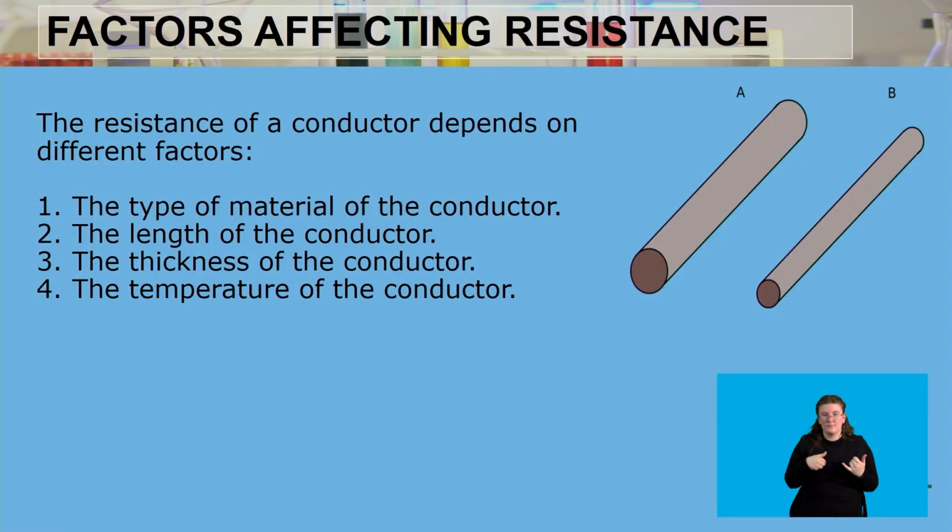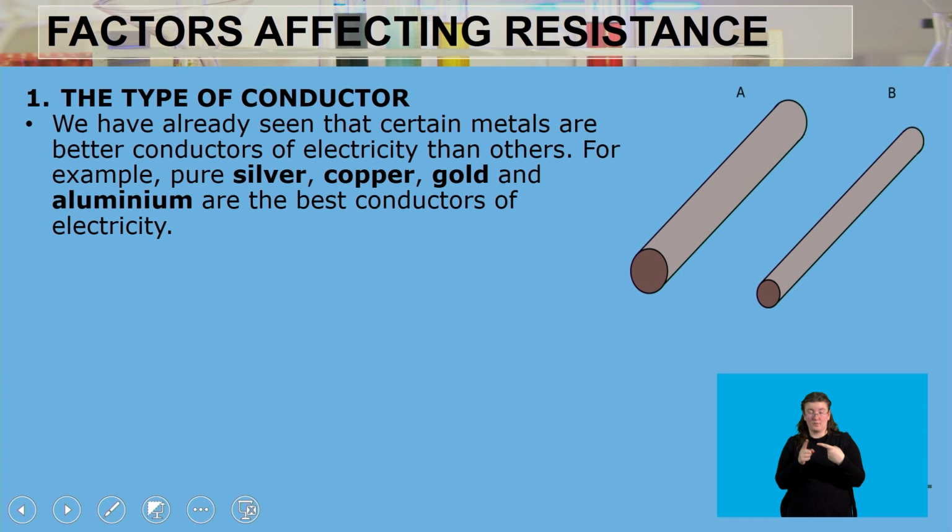Now, looking at the factors that are affecting the resistance, there's 4 of them. The resistance of any conductor is affected by the type of the material, the length of the conductor, the thickness of the conductor, and lastly, the temperature of the conductor. Looking at these factors individually, starting with the type of conductor, how does the type of conductor affect the resistance? We have already seen that certain metals are better conductors of electricity than others. So that's now the type.